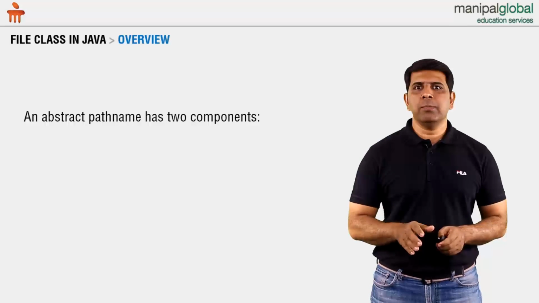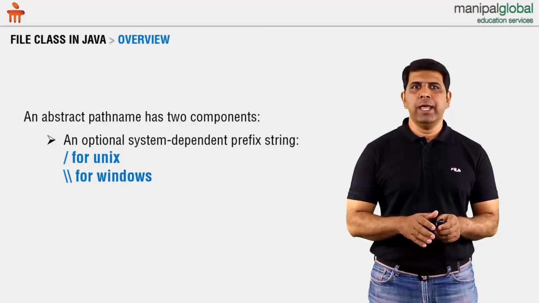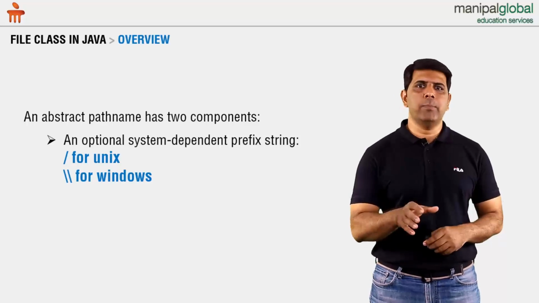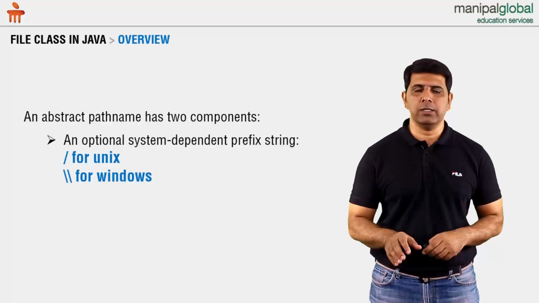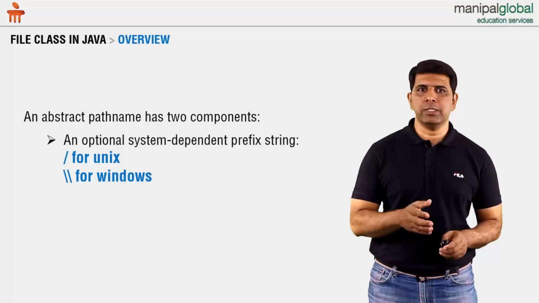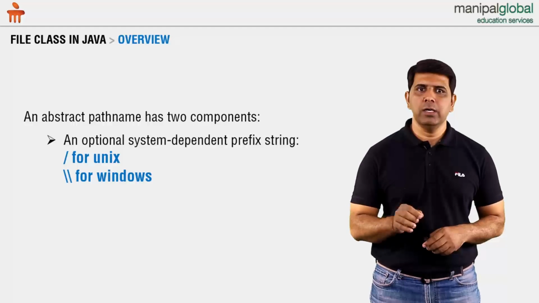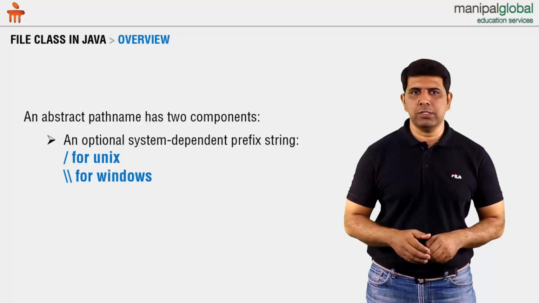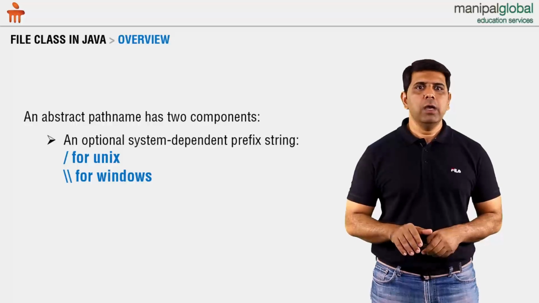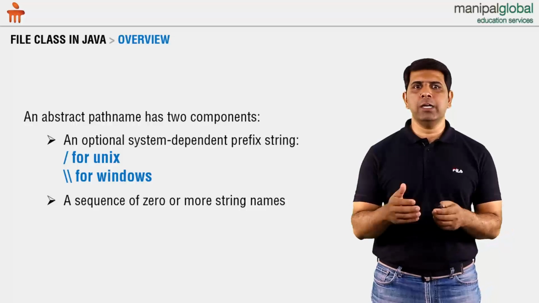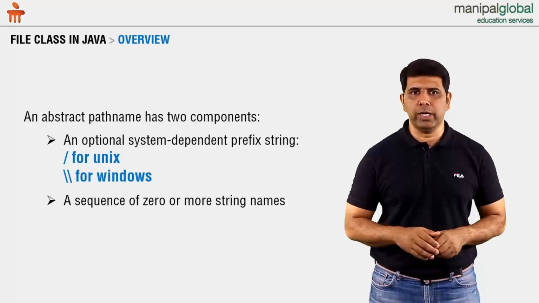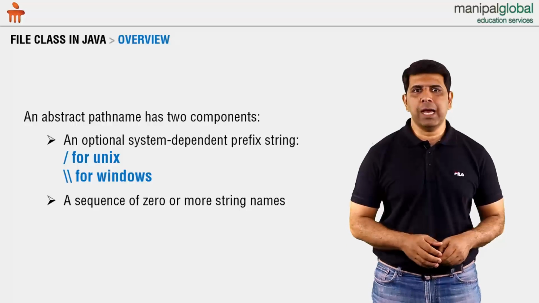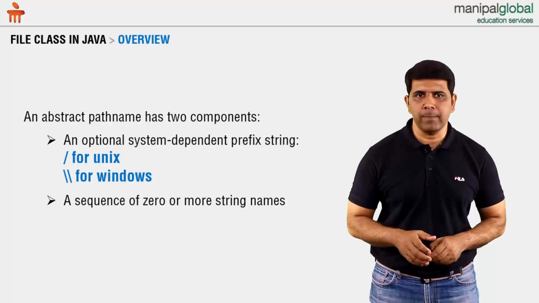An abstract path name has two components. Number one, an optional system dependent prefix string. Now when we say system dependent, we are basically talking about OS dependent. For example, for Unix based operating systems such as Unix, Linux, Mac, slash is the one that is used, and for Windows it is two backward slashes. Now this is optional. You can also have a second part, which is a sequence of 0 or more string names. Why do we say 0 or more? Because you can simply have slash to indicate that we are talking about a root directory.